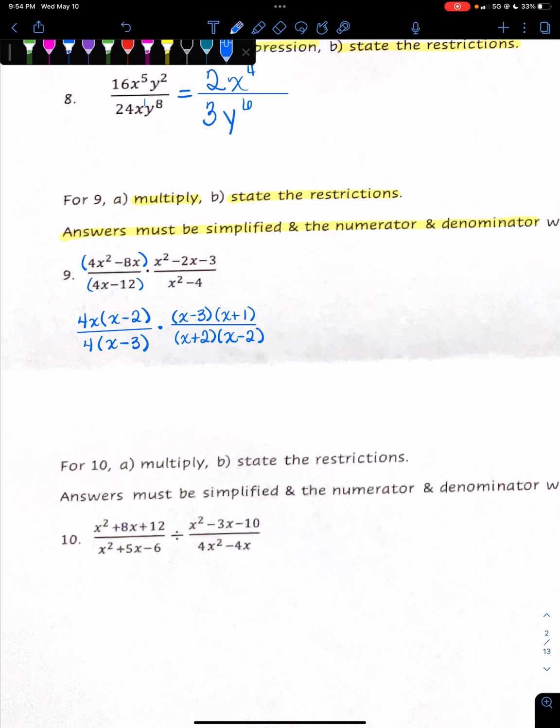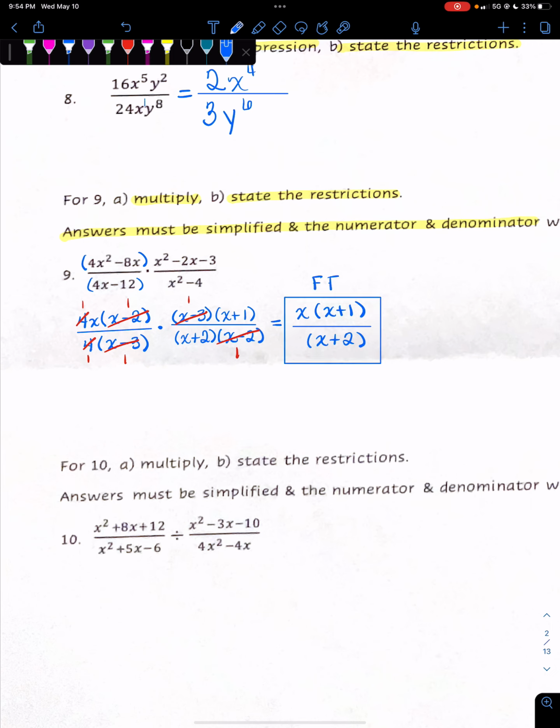Okay, now I'm going to go ahead and reduce those that are alike. So 4 divided by 4 reduces to 1. x minus 2 divided by x minus 2 reduces to 1. x minus 3 and x minus 3 reduces to 1. So in the numerator, we are left with x times x plus 1. And in the denominator, we are left with x plus 2. This right here is factored form. If you gave me that, that would be correct.